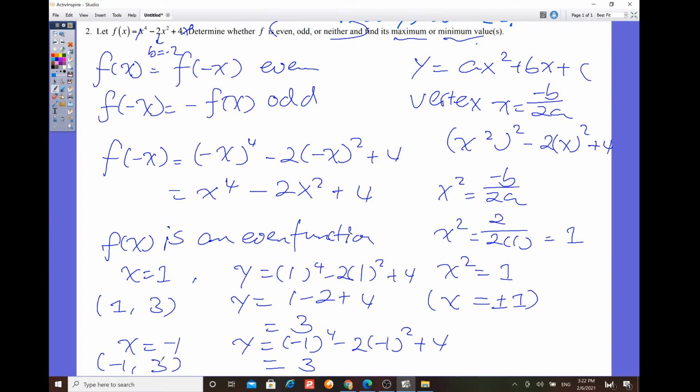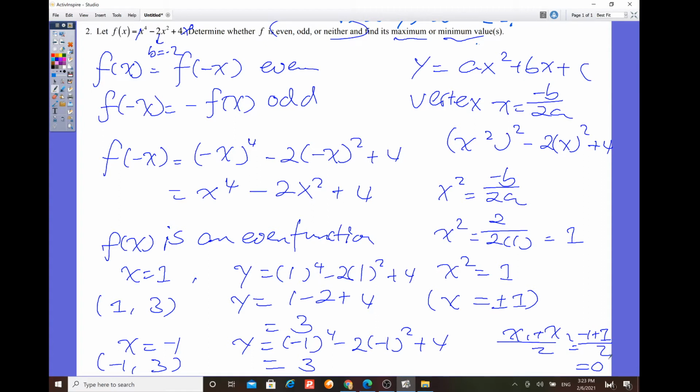Now, what about the minimum? The minimum is just the average value between those two maximums, plus or minus 1. The way to find the average value is to combine those two numbers together and then divide by 2. So x1 plus x2 over 2. Negative 1 plus 1 divided by 2, so we got 0. That means the minimum is going to be right at 0.